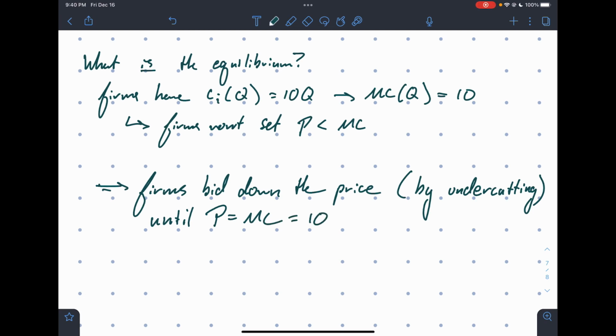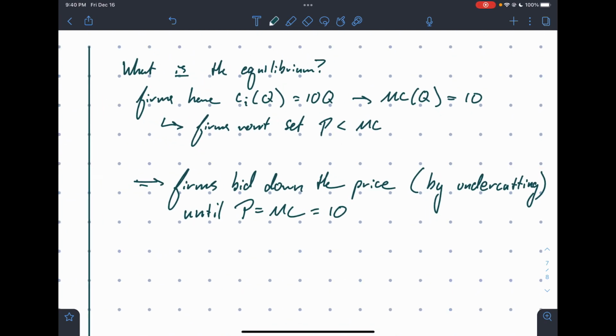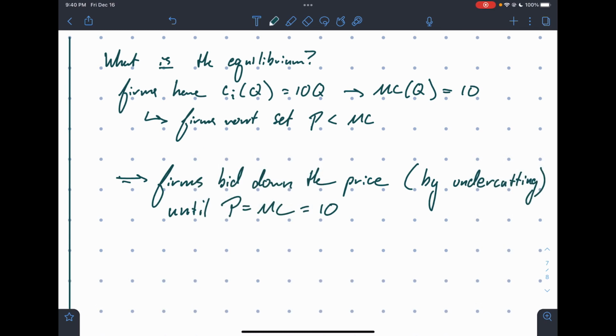Right? No firm wants to set a price below the marginal cost because they'd be losing money on each unit. This wouldn't be a very profitable strategy. They'd be making negative money. But as long as the other firm is setting a price above 10, this firm has an incentive to undercut. So we can see that for any price above 10, the other firm would have an incentive to undercut, and this drives the price down to the marginal cost.